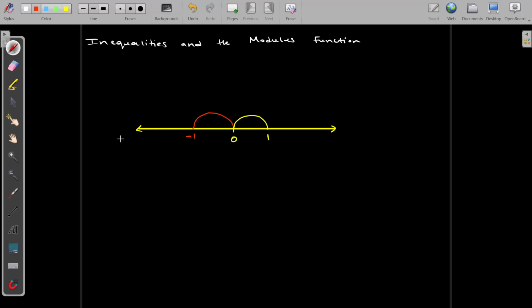So the distance moved would be an absolute value, which is still 1, and we represent this using this symbol. This symbol means the modulus or absolute.